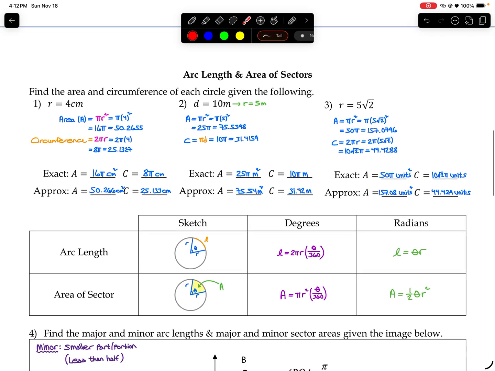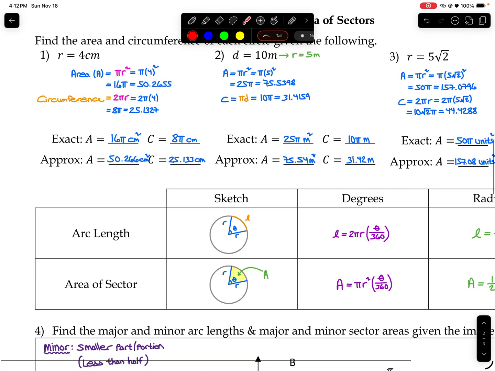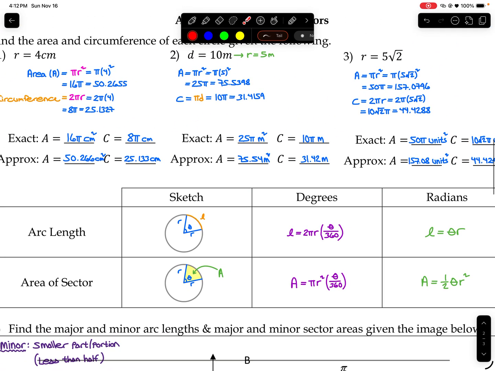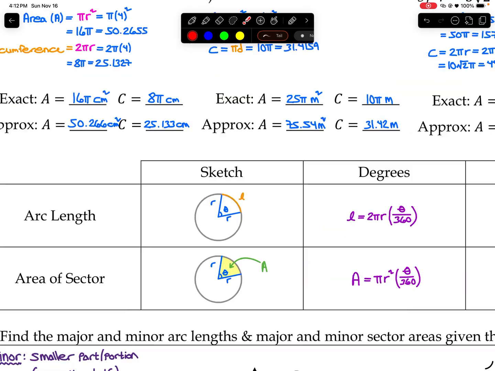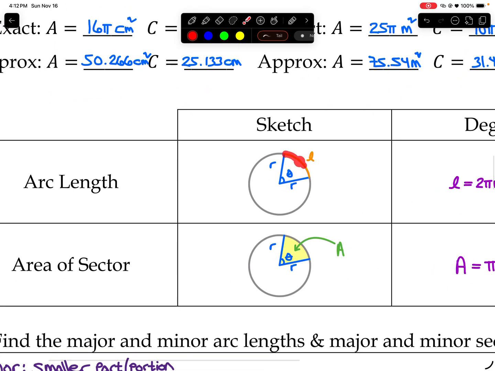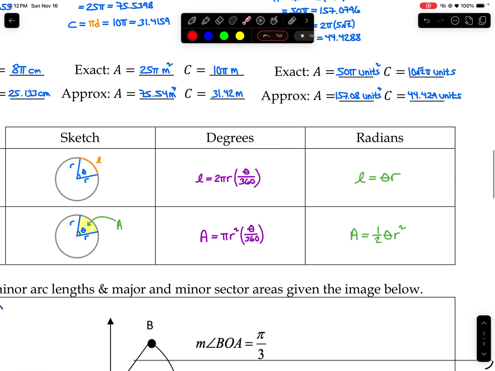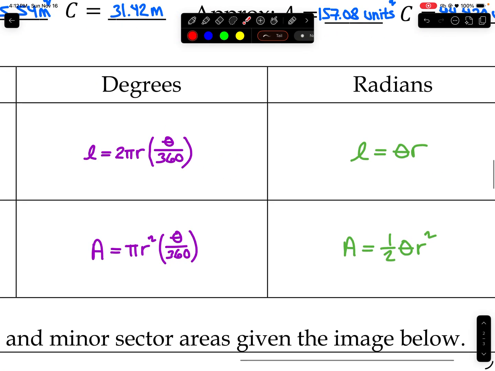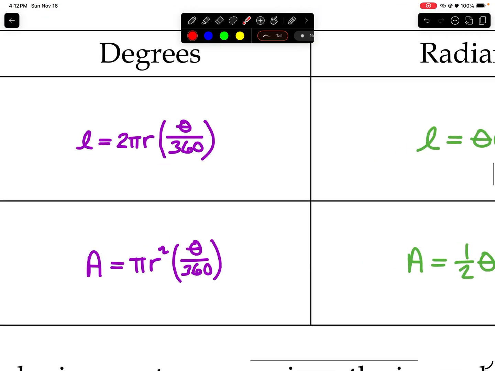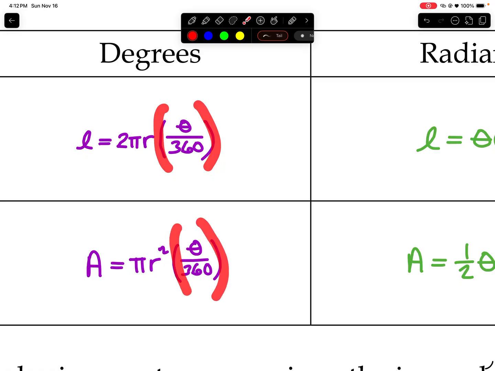Looking at arc length and area of sectors, we're going to build upon the circumference of a circle, which is going to build into arc length. The arc length is just going to be a portion of your circumference, whereas the area of a sector is just going to be a portion of the area of the circle. So we're still going to use the circumference and area formulas, but we're going to add in components where we only want a fraction of it.